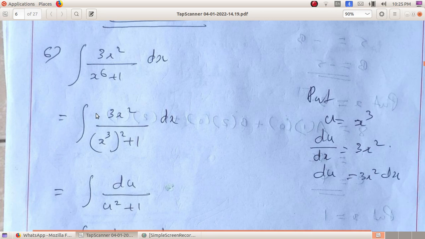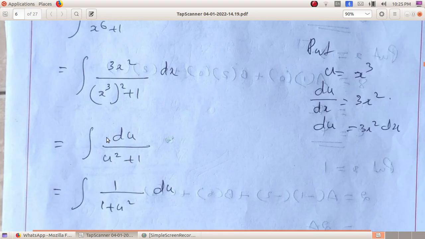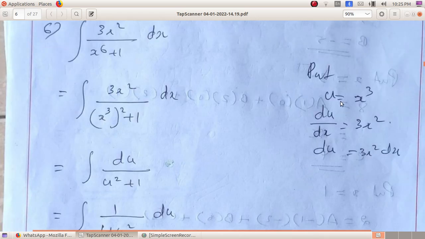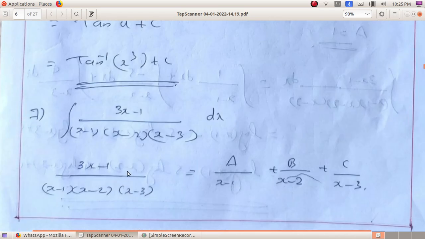Then here, integral of 3x square dx means du, and x cube means u, so u square plus 1. So integral du by u square plus 1, which is 1 by 1 plus u square du. This is tan inverse u, this is the formula. Tan inverse u plus c. What is u? u means x cube. So this is tan inverse x cube.